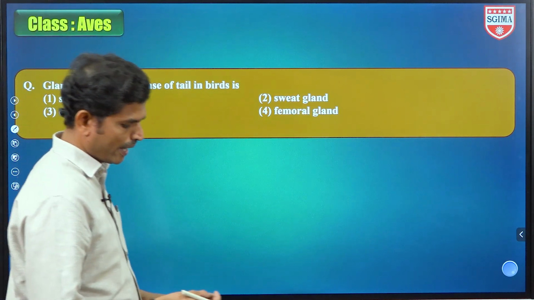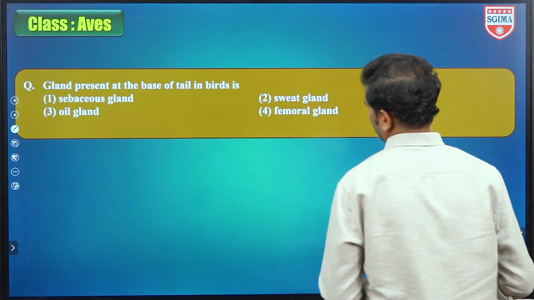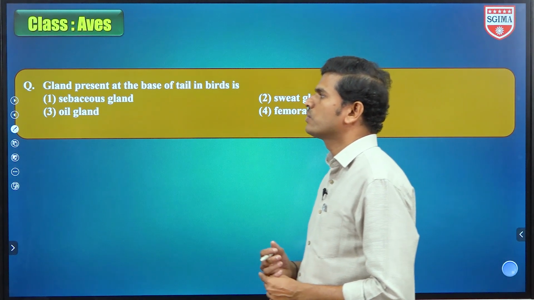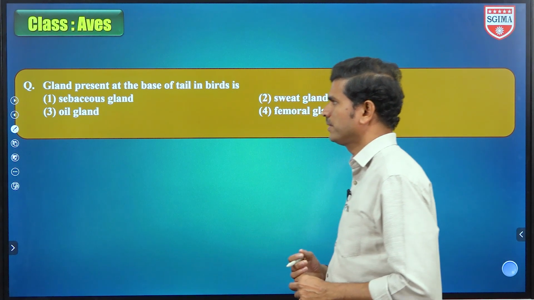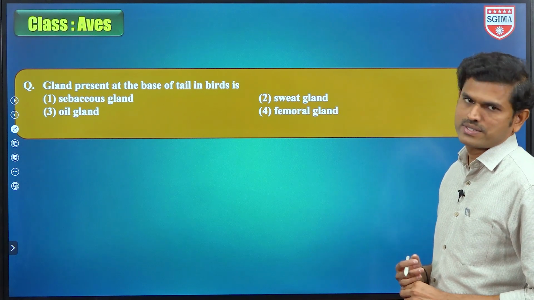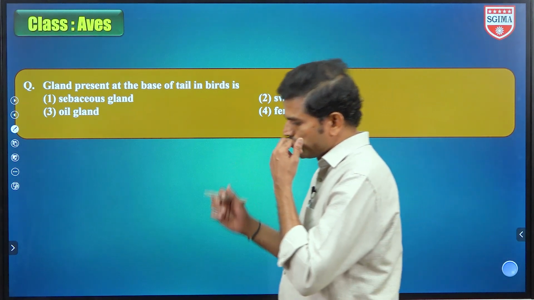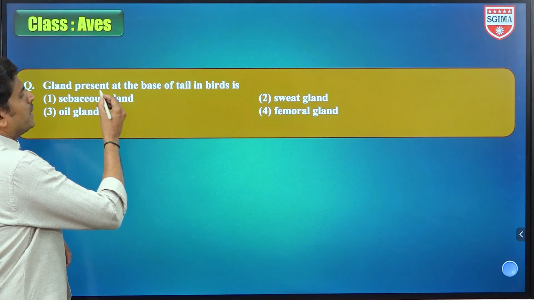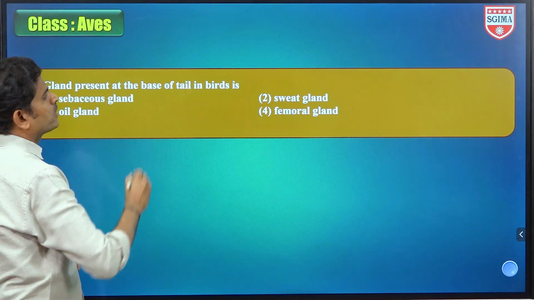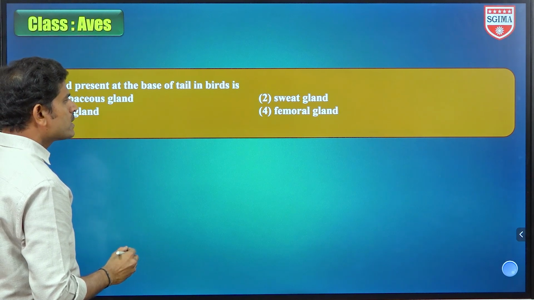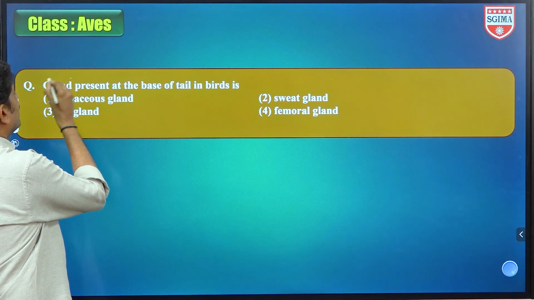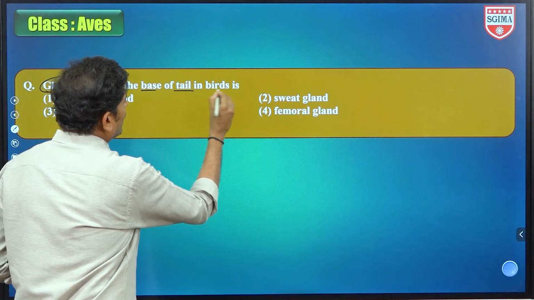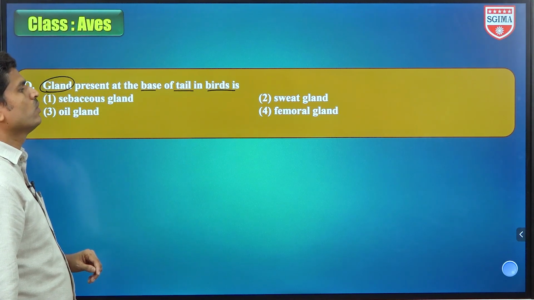Yes, now time to recall our knowledge. Whatever content we have understood, we are going to check that. Read the question and guess the answer. Question is: the gland present at the base of tail in birds is. So the gland which is present at the base of tail in birds is. So which one is that?